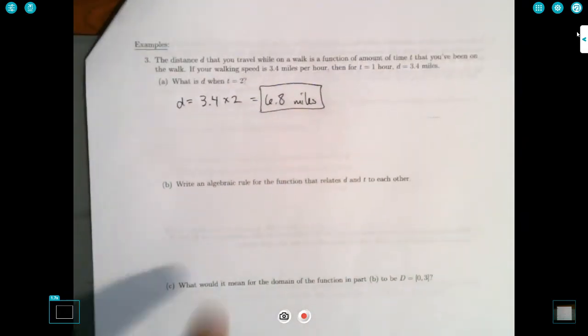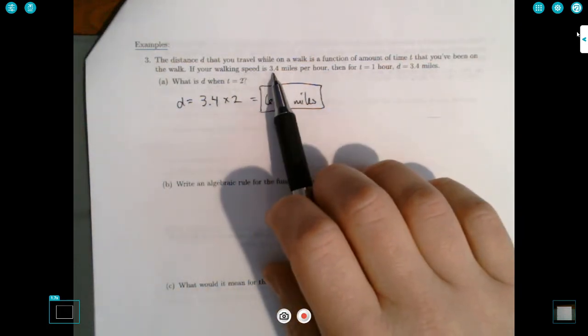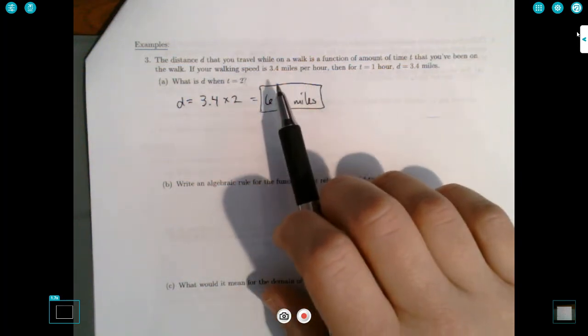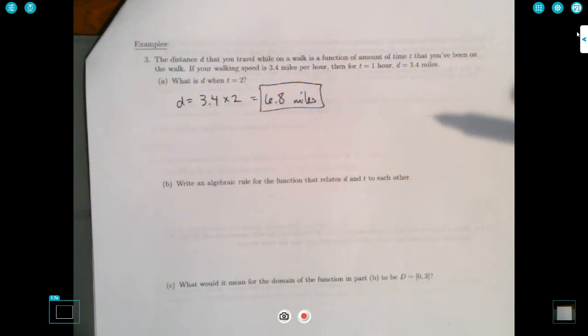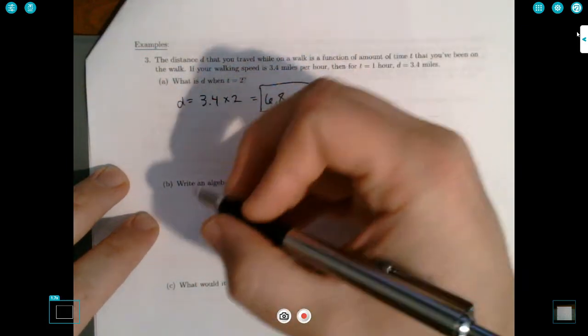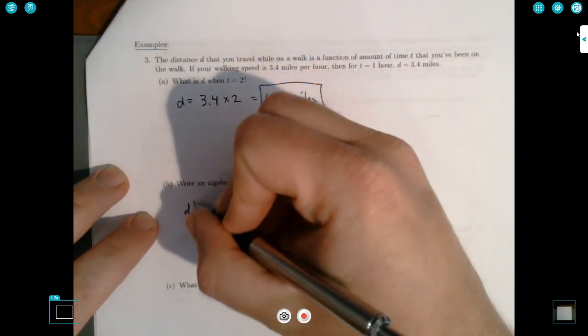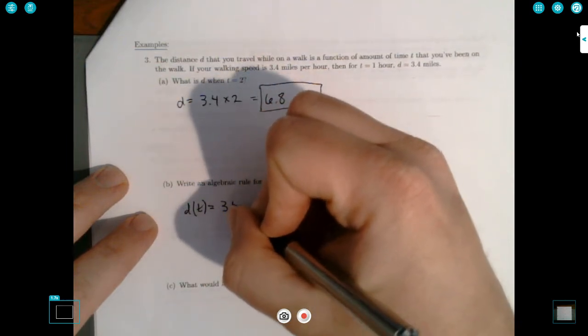Okay. And then part B says, write an algebraic rule for the function that relates d and t to each other. So we want to write a formula for the distance that you would walk if you travel for t hours. Obviously, if you travel for 2 hours, it's 3.4 times 2. If you traveled for 3 hours, it would be 3.4 times 3. If you traveled for 10 hours, it would be 3.4 times 10. So in general, if you're going to travel for t hours, it would just be 3.4 times t. In function notation, we would say d of t equals 3.4 times t.